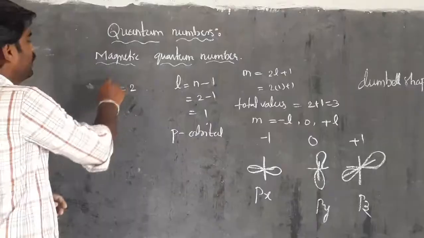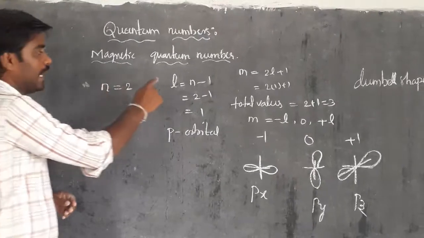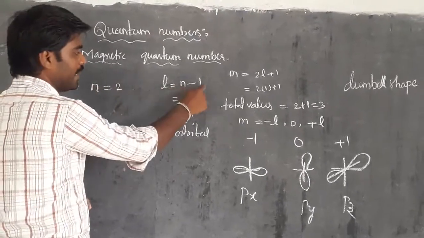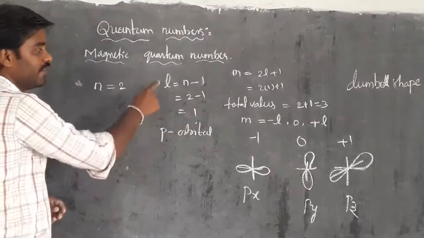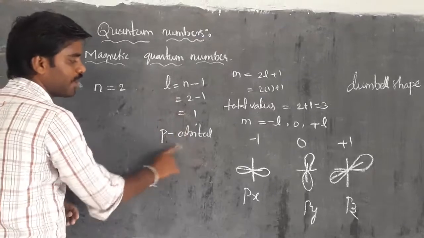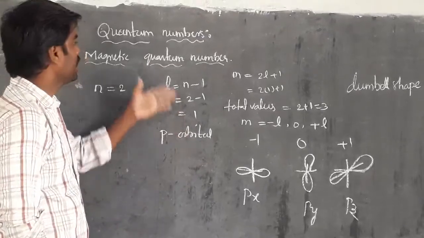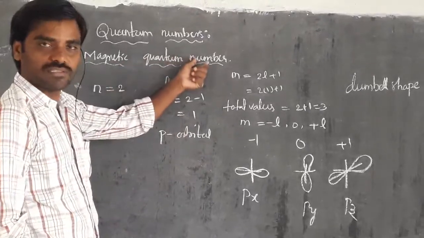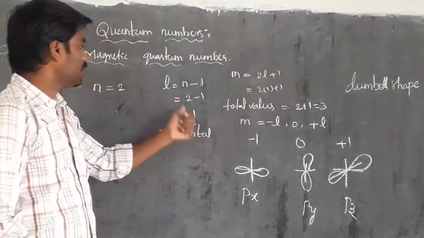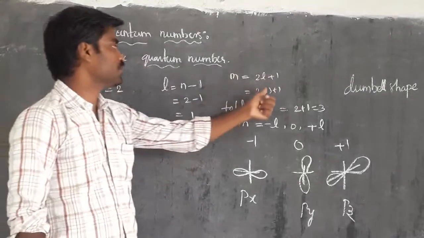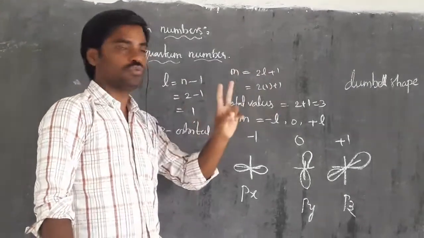Understood? If you take n value is 2, the l value is l is equal to n minus 1, meaning 2 minus 1, which is equal to 1. When l value is 1, the type of orbital is the p orbital. Then how to write the magnetic quantum number? m is equal to, we have the principle 2l plus 1. What is the l value? 1. Substitute: 2 ones are 2, plus 1.